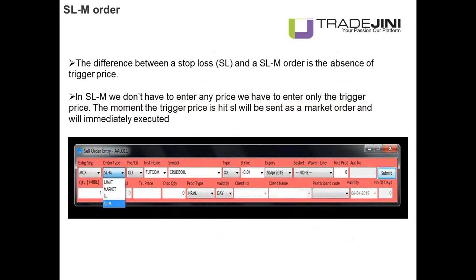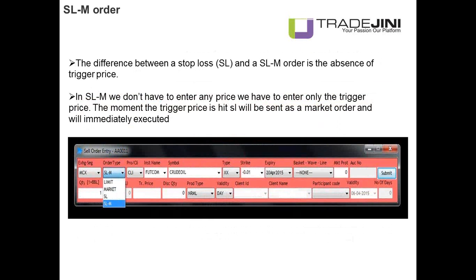Now one more tool that is there especially with Next is the stop loss market order, which is nothing but a stop loss order with the absence of a price. In a stop loss market order, we don't have to enter any price. We only have to enter the trigger price. In a normal stop loss order, we have to enter a price and a trigger price, and after the trigger is achieved, it goes as a limit order. In a stop loss market order, the moment the trigger price is hit, it is sent as a market order, which has a much higher chance of execution than a normal stop loss order.